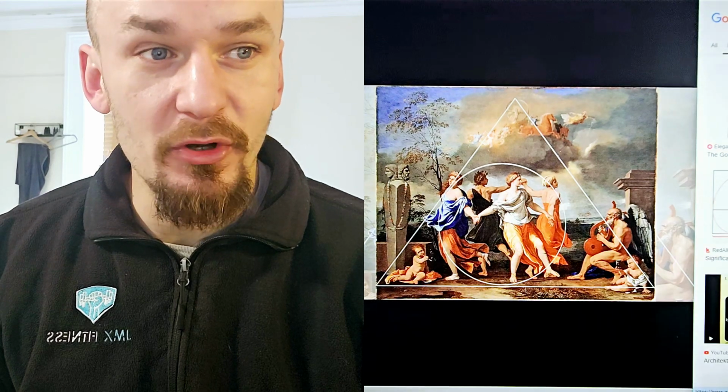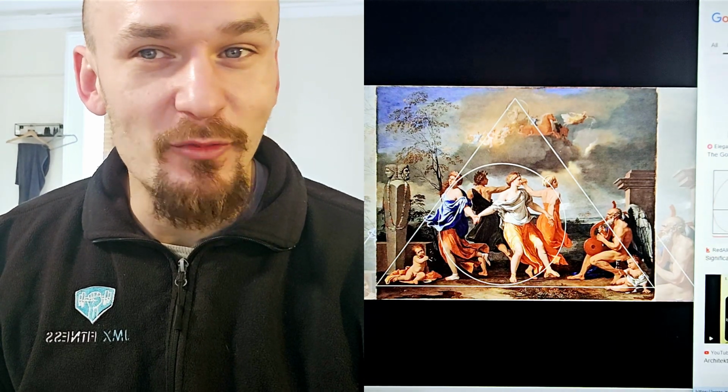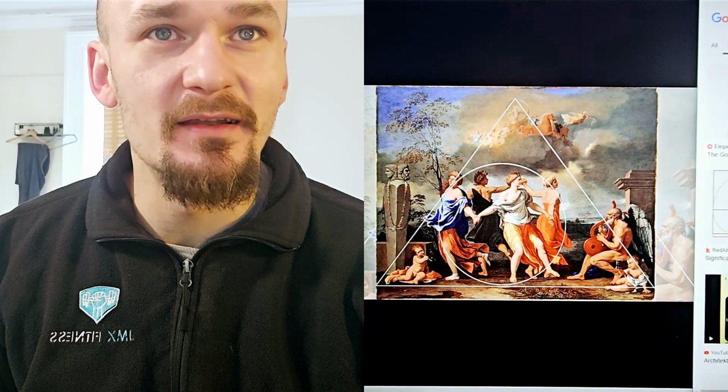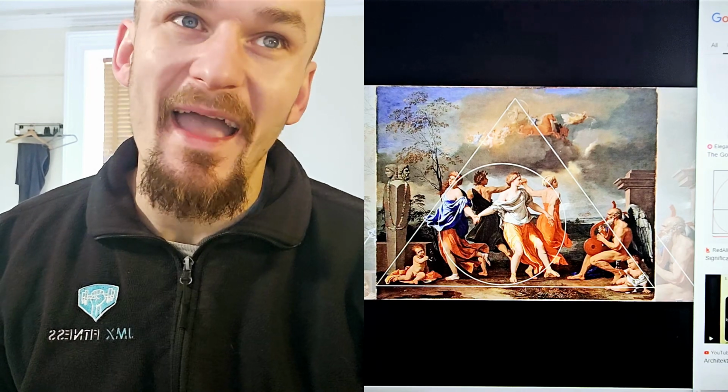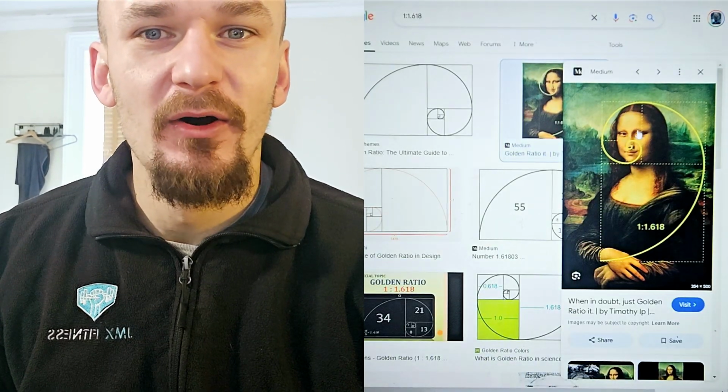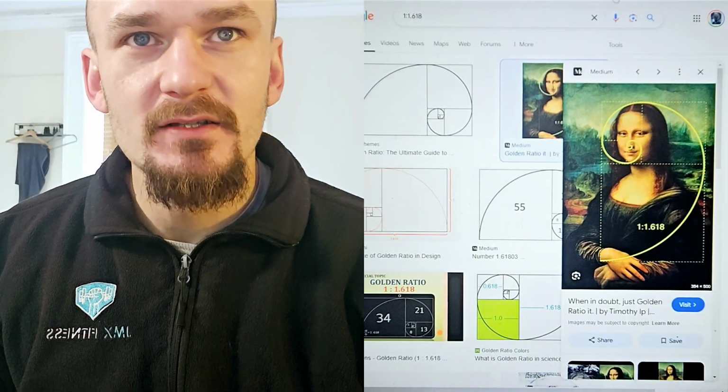So let's have a look at the Mona Lisa. Everybody is aware of the Mona Lisa. Everybody's seen the Mona Lisa, 100% guaranteed. Well, not everybody, but most adults on earth will have seen the Mona Lisa. So let's have a quick look at the Mona Lisa painting with the golden ratio in mind.